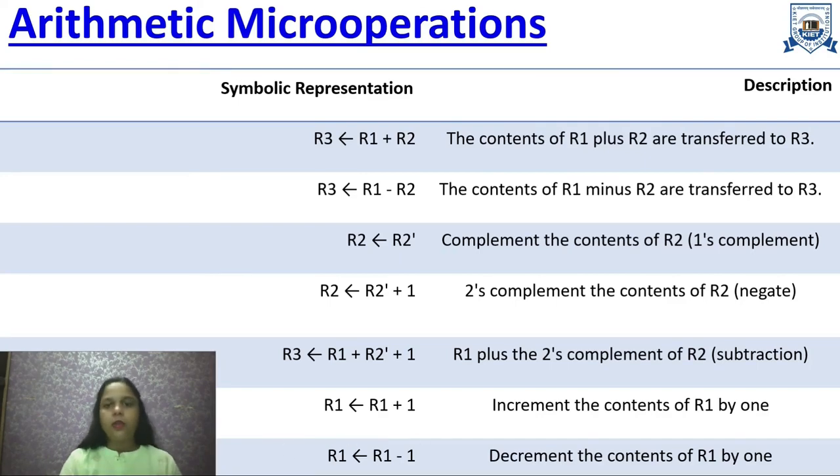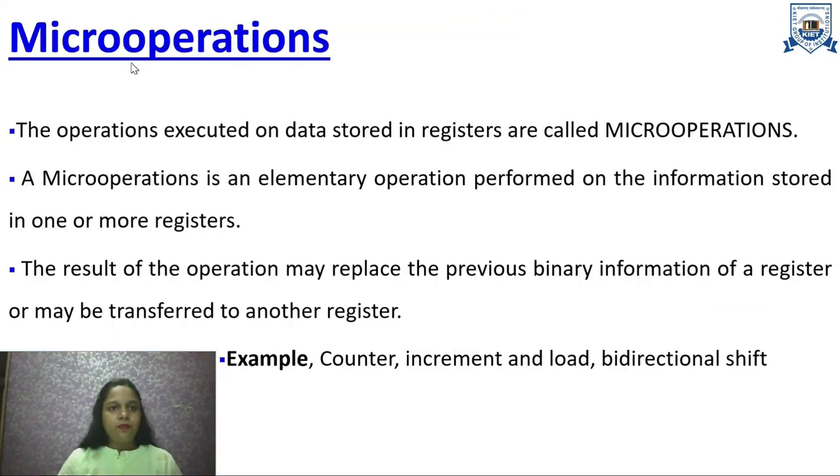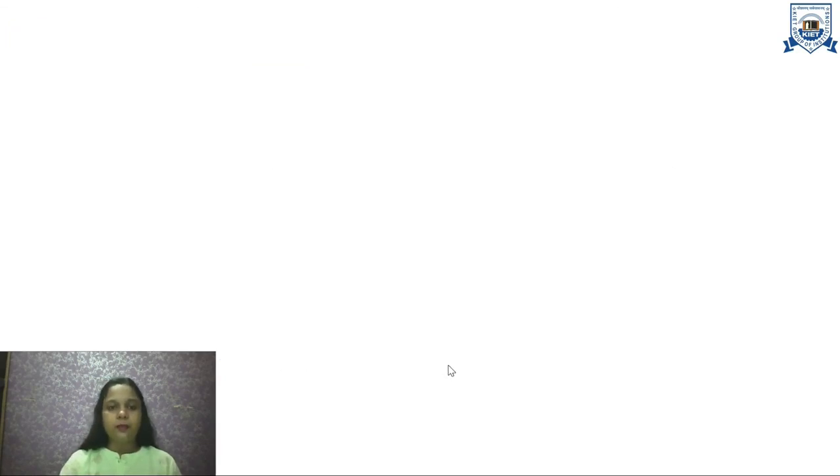Now let's quickly revise. First we studied micro operations. What are micro operations? Operations executed on data stored in registers. These are micro operations. If you are adding two registers, that operation is termed a micro operation. Examples are counter and increment.